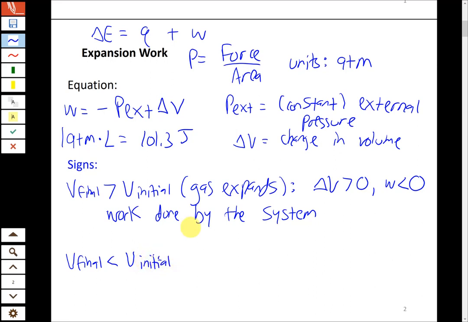All right, so if the final volume is smaller than the initial volume, that means the gas is compressed, is the terminology we would use. It's going to be the opposite situation in terms of the signs. Negative delta V, volume's getting smaller, positive W, and whenever work is positive, that means that work is being done on the system. So when you compress a gas, you're doing work on the gas.